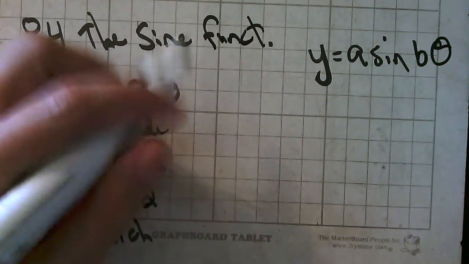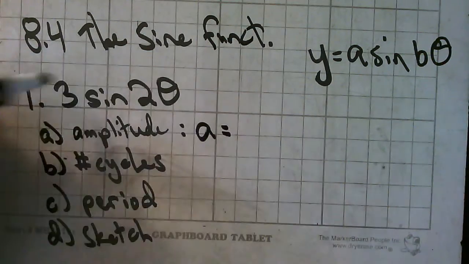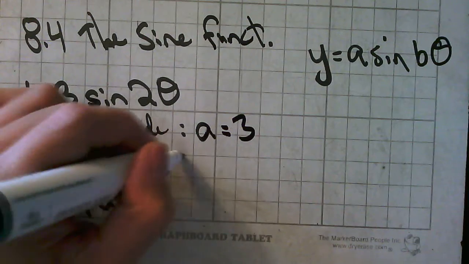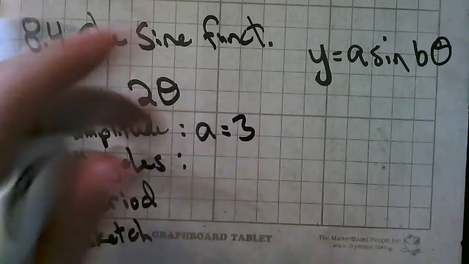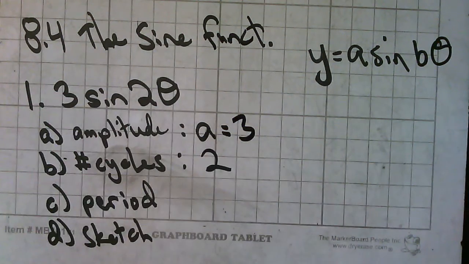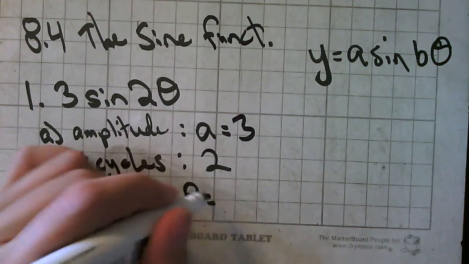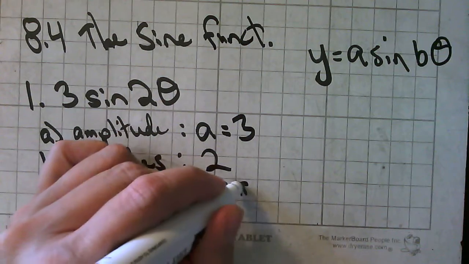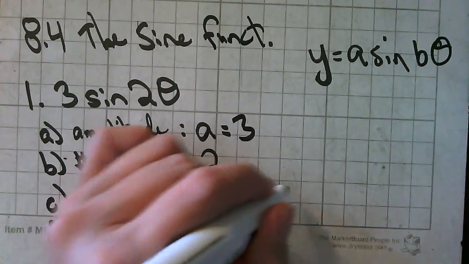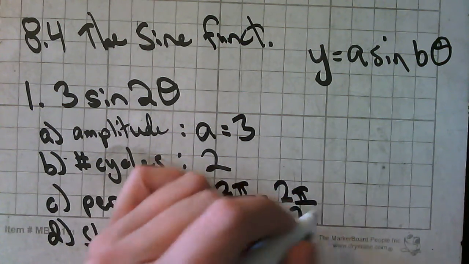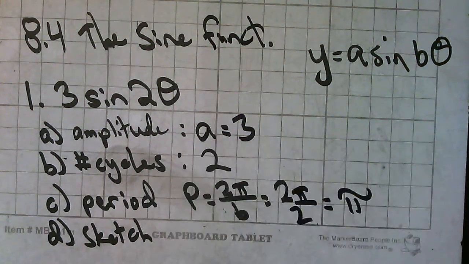This one's easy. Our amplitude right here is 3. Our number of cycles, this is going to be 2. This is your b. Our period, this is your formula: period equals 2 pi over b. So we get 2 pi over 2, so our period is just pi. And now we're going to sketch the graph. So I'm going to make some more room.